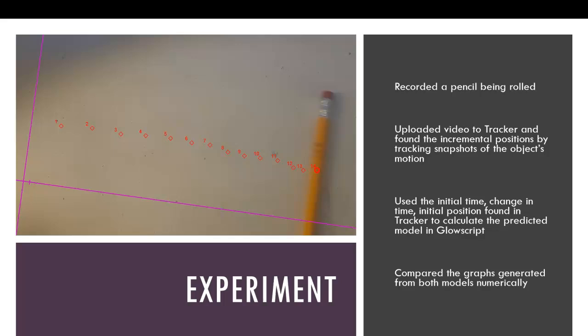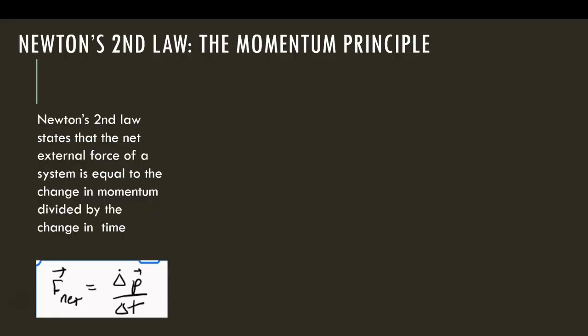Also in Tracker, I chose to rotate the axis due to there being a curvature within the pencil's trajectory. The rotation of the graph made it so that the curvature was less significant when plotting points.